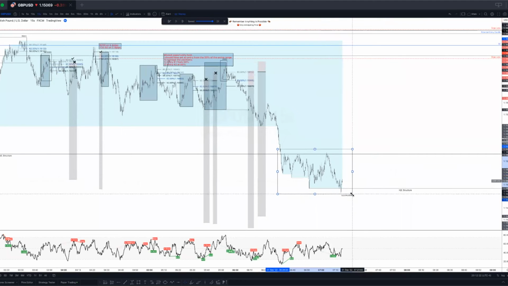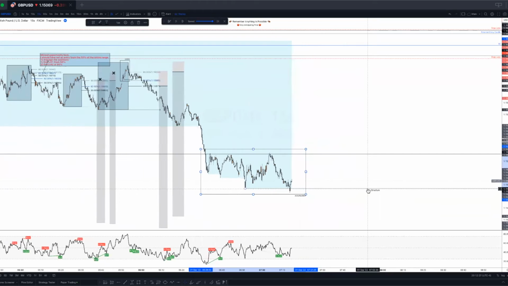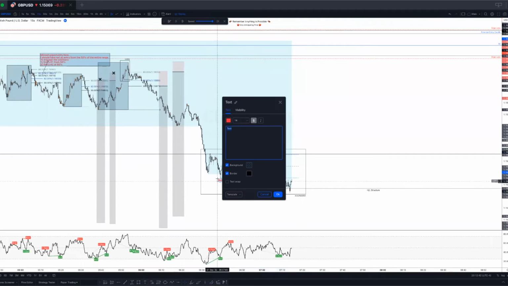Actually, this is still the accumulation. So this is the spring. Climax test, minor sign of strength, spring. All right, so you can see this. You can see this. It's clear. Type it out just in case.